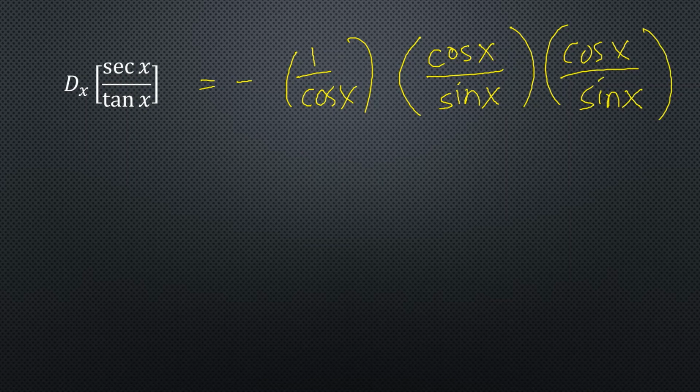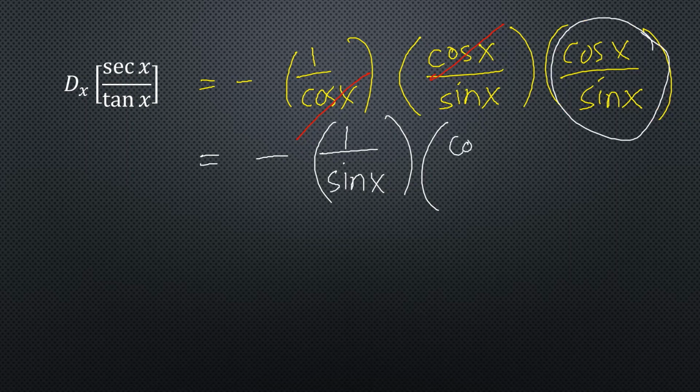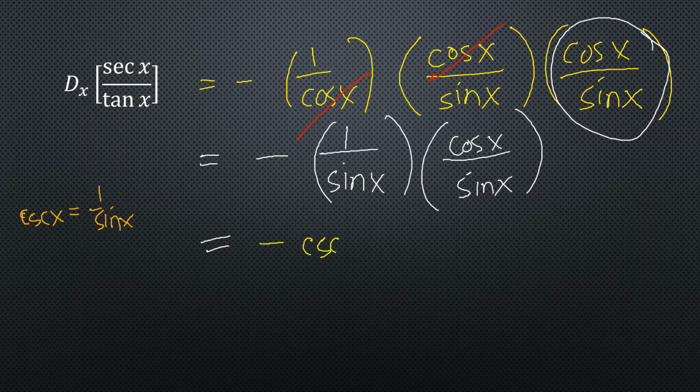Dito obvious na pwede natin i-cancel ang cosine x here. Therefore, ang matitira ay we have negative 1 over sine x times cosine x over sine x. And we know that cosecant x is equal to 1 over sine x, right? So we can now rewrite that into negative cosecant x, and cosine x over sine x here is cotangent x.